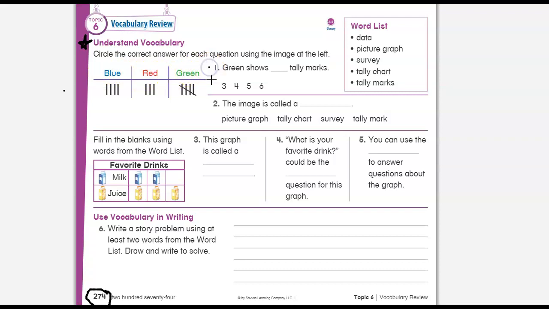Question number 1 says green shows blank tally marks. Find the color green on our tally chart and count the total number of tally marks. Then circle the number and also write it in the blank for number 1. Green shows how many tally marks? Circle the number and write it in the blank for number 1.